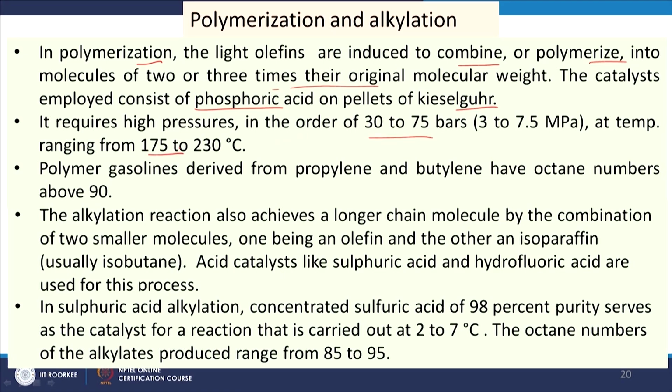And this polymerization derived gasoline may have higher quality. Some example is shown here. Polymer gasolines derived from propylene and butylene have octane numbers above 90. Alkylation reactions also achieve long chain molecules by combination of two smaller molecules, one being an olefin and the other an isoparaffin. Sulfuric acid or hydrofluoric acid can be used for these reactions. In alkylation, when sulfuric acid is used, it is 98% concentration and the temperature is 2 to 7 degree centigrade. The octane number of these alkylates may be 85 to 95. So, polymerization, alkylation, all these processes help to increase the octane number and to give better quality gasoline.